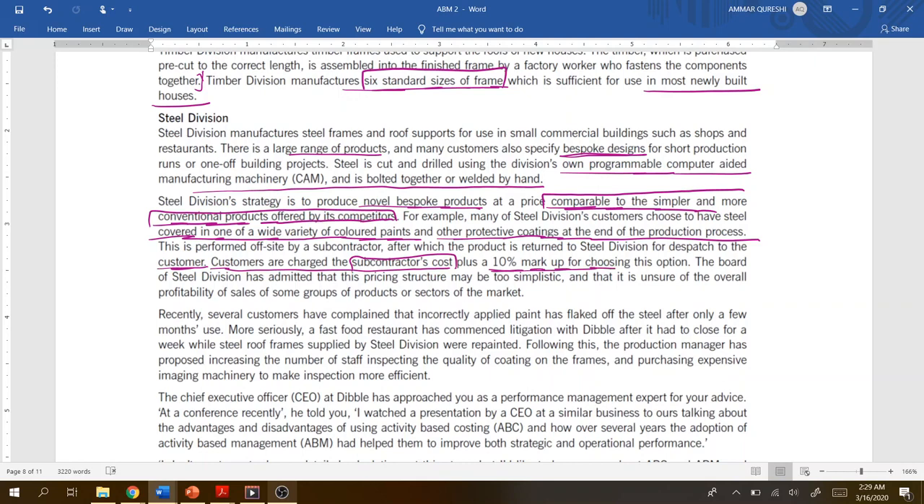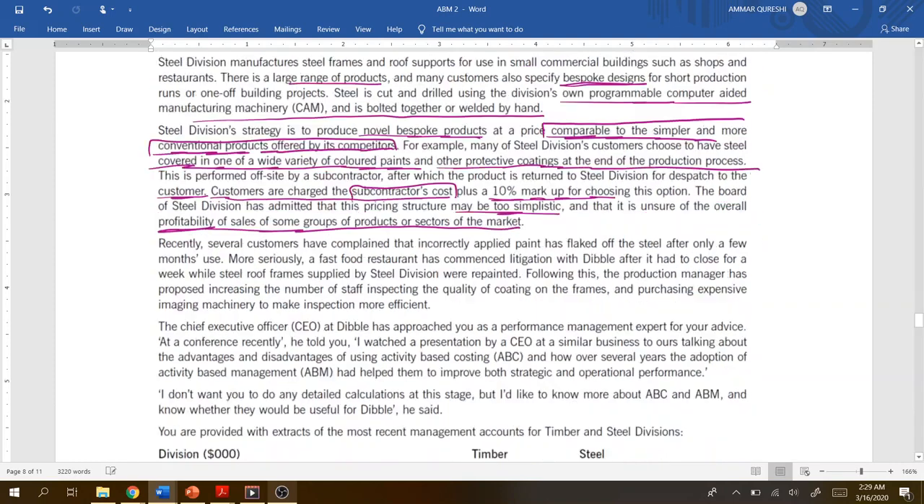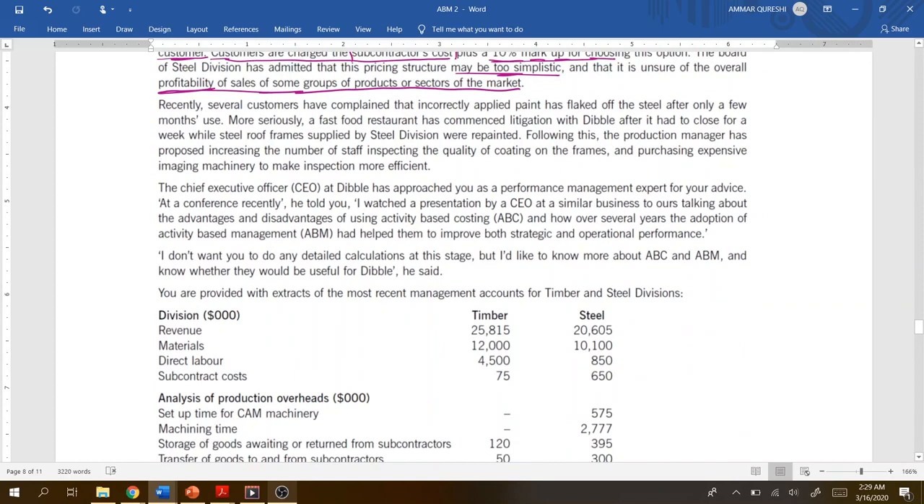The board of the steel division has admitted that this pricing structure may be too simplistic and that it is unsure of the overall profitability of sales of some groups of the product or sector of the market, right? Now, several customers have recently complained that incorrectly applied paints have flaked off the steel after only a few months of use. More seriously, a fast food restaurant has commenced litigation with Dibble after it had to close for a week while steel roof frames supplied by the steel division were repainted.